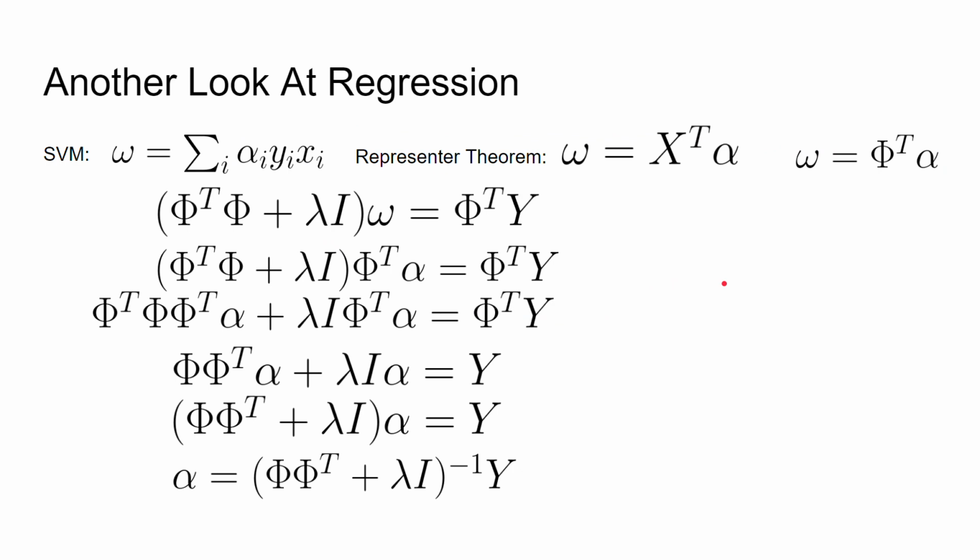Okay, fine. So we now have a dual form for the regression. And these should be identical. We've just done substitutions, we've just done math on it. So it should just be a different way of getting the same result.